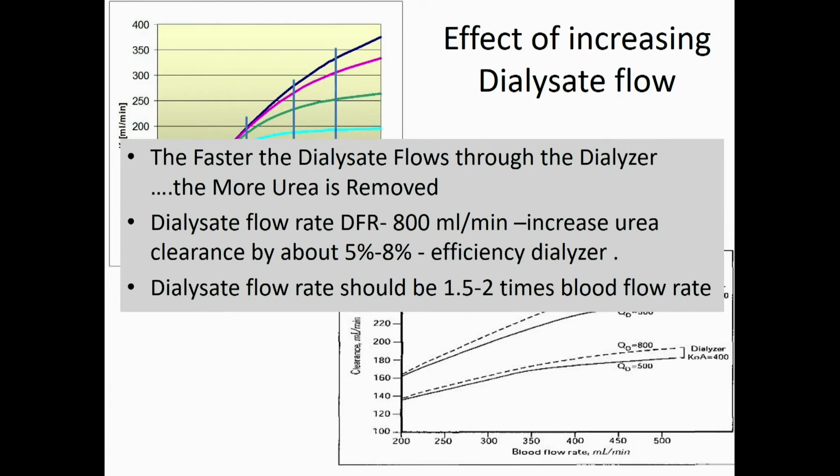With faster dialysate flow, if you increase to 800, the efficiency increases by only around 5 to 8%. At least the dialysate flow should be 1.5 to 2 times your blood flow. So if you are using 200 ml, it is 400 to 500. We can't keep it lower than 500. If you are using 400 ml of blood flow, then you can use a dialysate flow of 800.